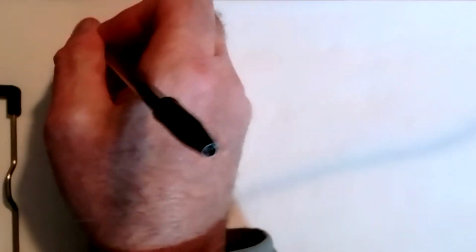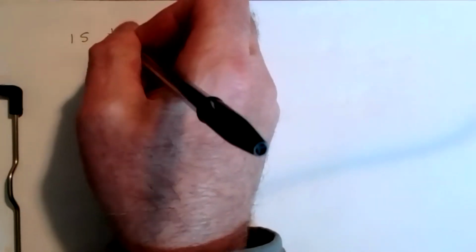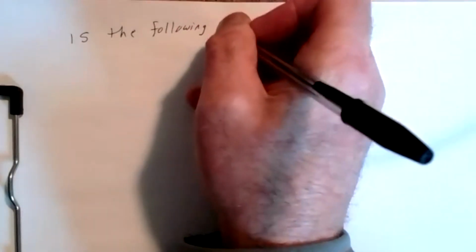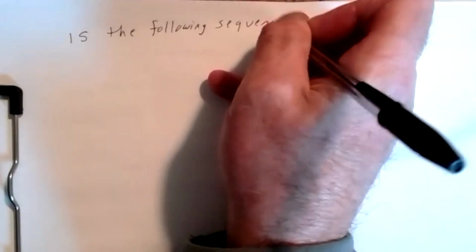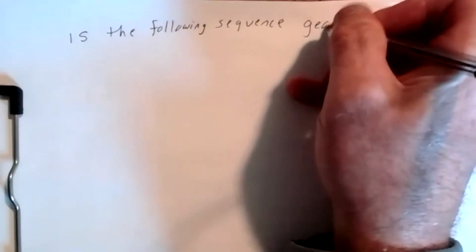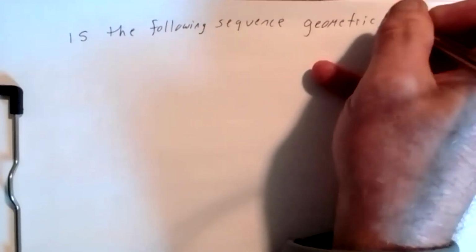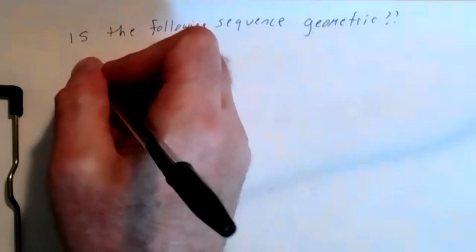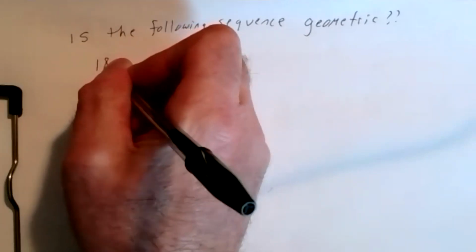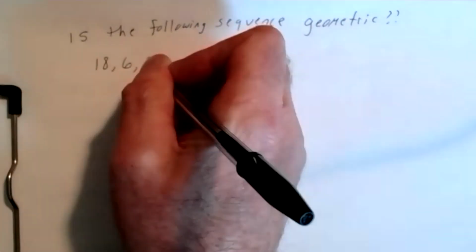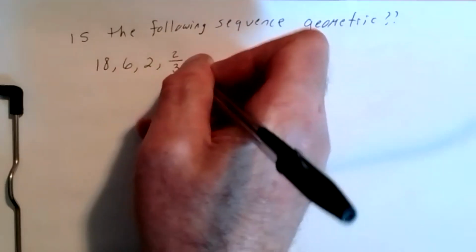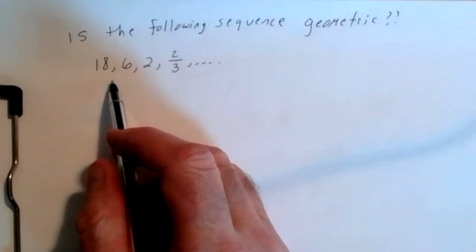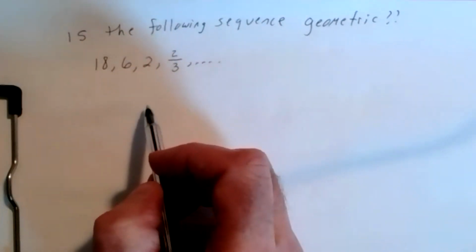Let's try to answer these questions. Is the following sequence geometric? Well, to be a geometric sequence, ladies and gentlemen, a sequence has got to have a common ratio. If it doesn't, it's not a geometric sequence. It's some sort of other sequence.